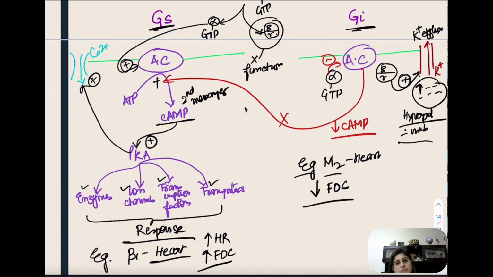So the heart has sympathetic stimulation and parasympathetic stimulation. When the sympathetic ones dominate, there is an increase in the heart rate and force of contraction, or when you give a drug which is causing this. And when you give a parasympathetic drug which is acting on the M2 receptor, there is a decrease in all the other parameters like force of contraction and heart rate. So this is important about the GS and GI type.